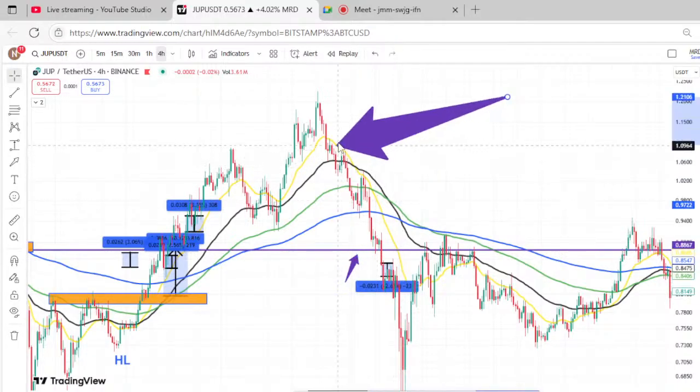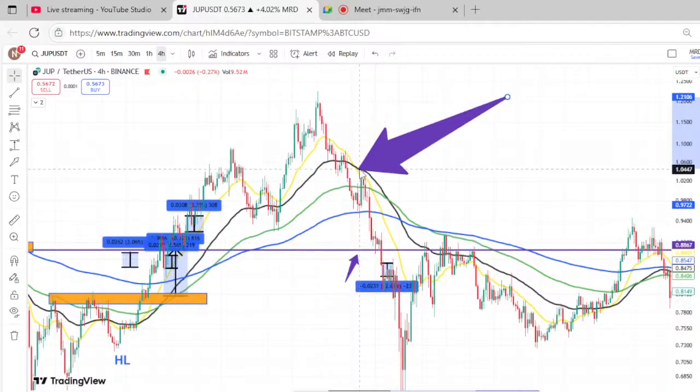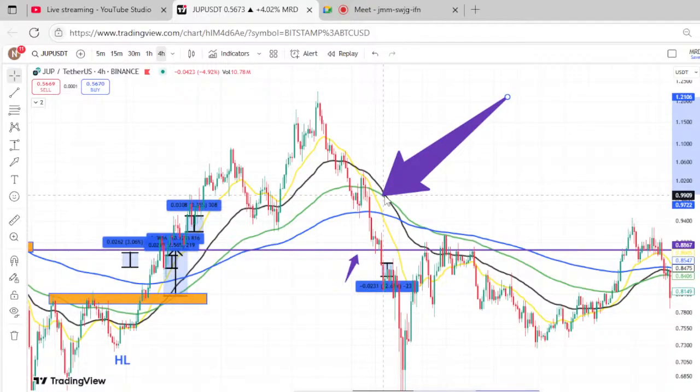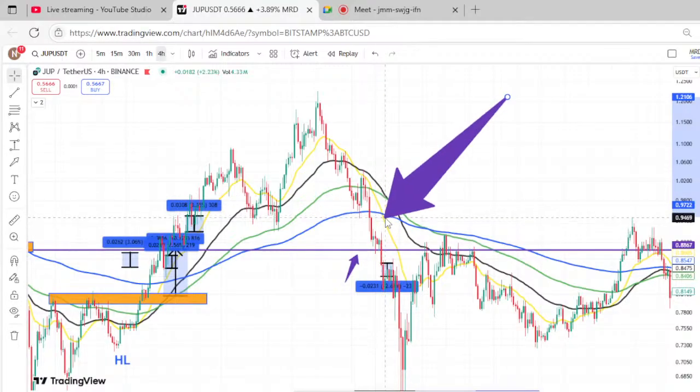Now, let me start, as you write it down, okay? The yellow one is the 20 moving average. The black one is for 50. The green one is 100. The blue one is 200.